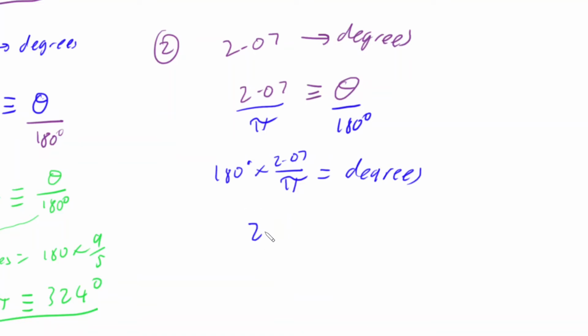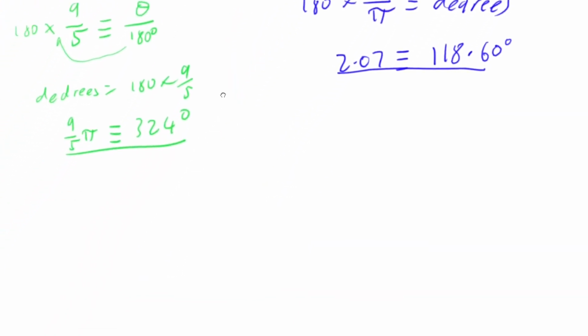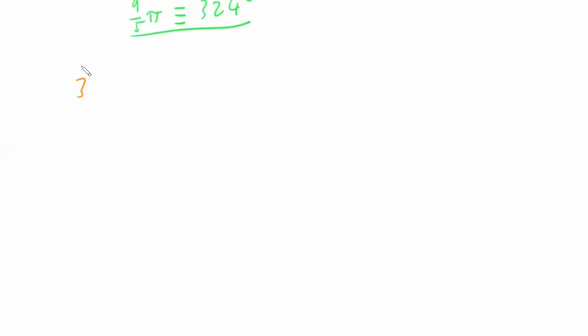So 2.07 radians is going to be equivalent to, if we plug that calculation into our calculator, 118.60 degrees with some rounding. So that's that way. Let's go the other way. What happens if I have, for example, 240 degrees? I've got 240 degrees, and I want to know what that is as a radian.